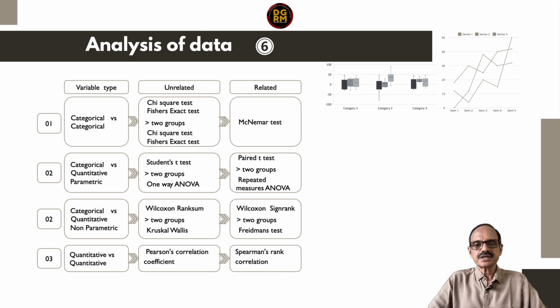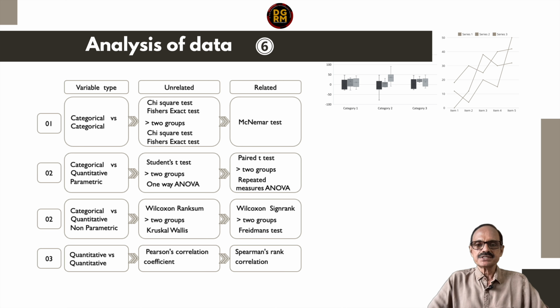Next is categorical versus quantitative. Here, if the data is for comparing means, if it is unrelated, that is mutually exclusive, then we go for the Student's t-test. If it is more than two groups, we go for one-way ANOVA. If it is related, before and after usually, then a paired t-test is done. And if it is more than two groups, then repeated measures ANOVA is done. Let us see this with an example.